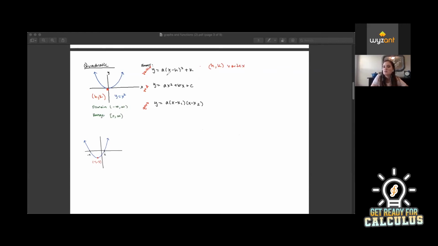And a has to do with your stretching. For all three of these forms, your a should be the same. If a is greater than 0, it means it opens upwards, and if a is less than 0, it means it opens downwards. Your standard form doesn't give you your vertex like your vertex form did. The only thing it's really going to give you is your y-intercept, and that's c. So c is the y-intercept.